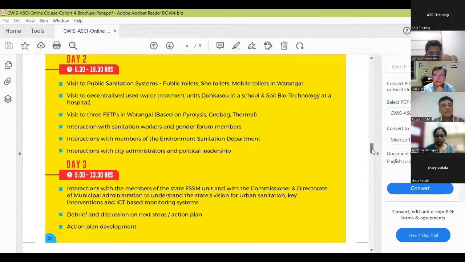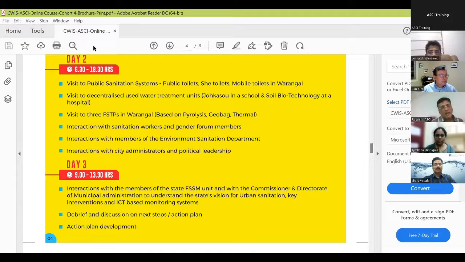And day 3, we would be taking you to the Commissioner and Directorate of Municipal Administration here in Hyderabad, which works with the government of Telangana, and then we'll be showing you the different ICT-based monitoring systems. And of course, we will initiate with a kind of action plan development, and we will discuss what should be your next steps at your city level, how you should initiate. We would start working on that also. So this is our 3-day plan.